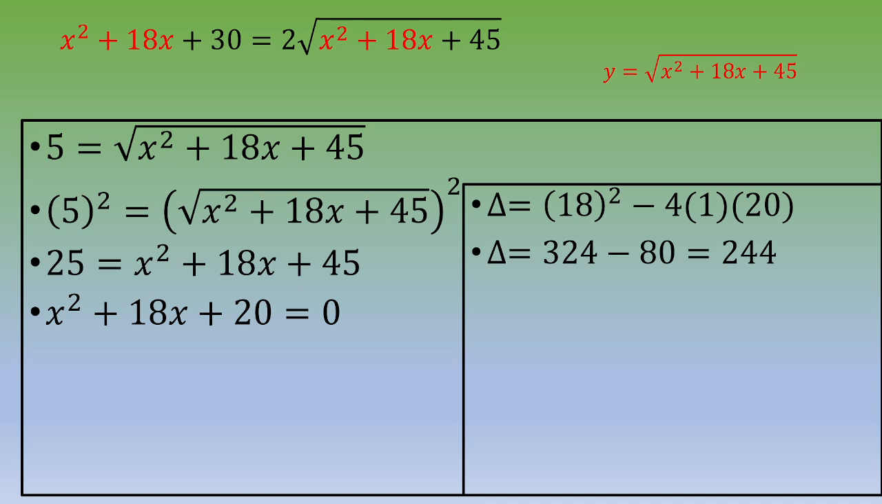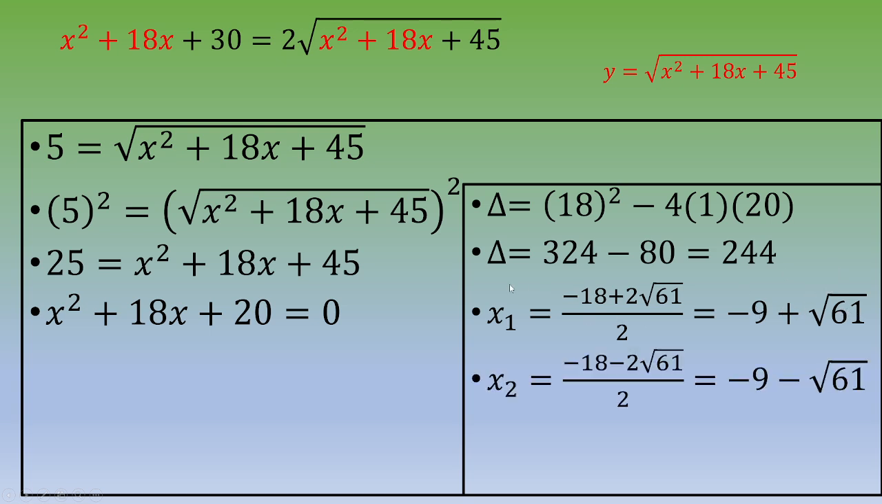So we've got two roots. The first one is negative 18 plus 2 square root of 61, divided by 2, and we end up with negative 9 plus square root of 61. The second root is negative 18 minus 2 square root of 61, divided by 2, and this is negative 9 minus square root of 61.